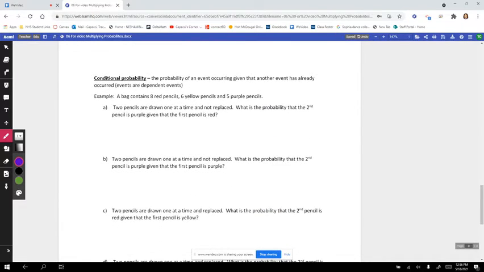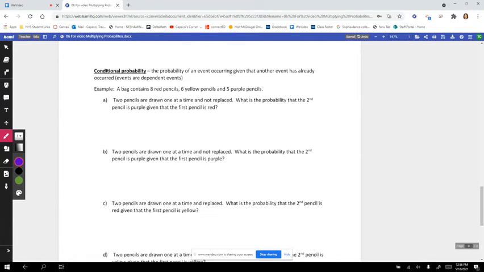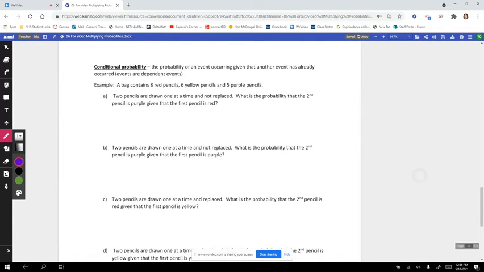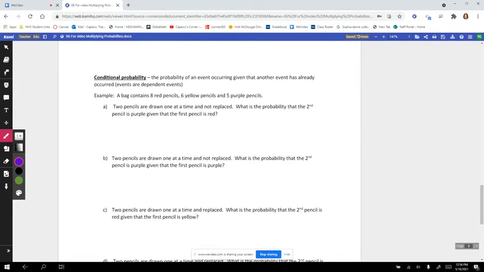Okay, now we're going to work on some conditional probability. And this is the probability of an event occurring given that another event has already happened and the events are dependent of each other. So let's take a look. If I have a bag that contains 8 red pencils, 6 yellow pencils, and 5 purple pencils, we're going to take a look at some different scenarios.